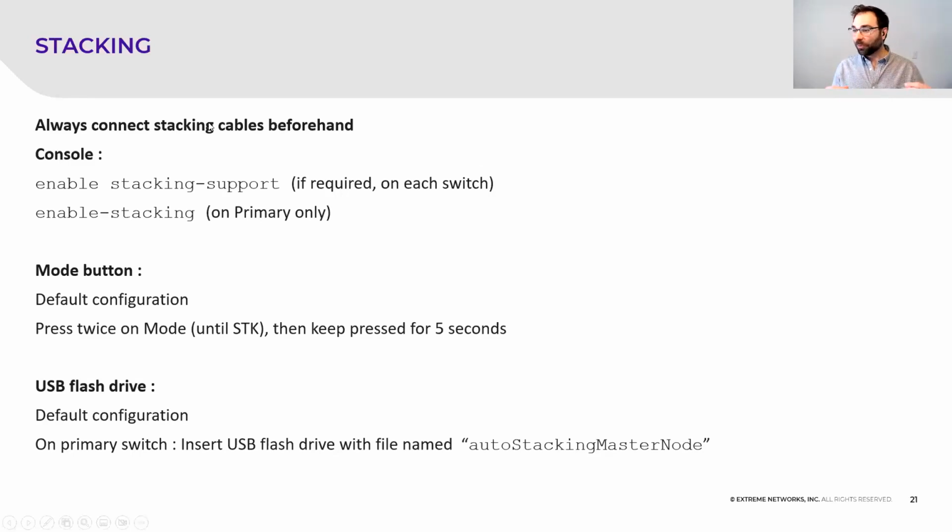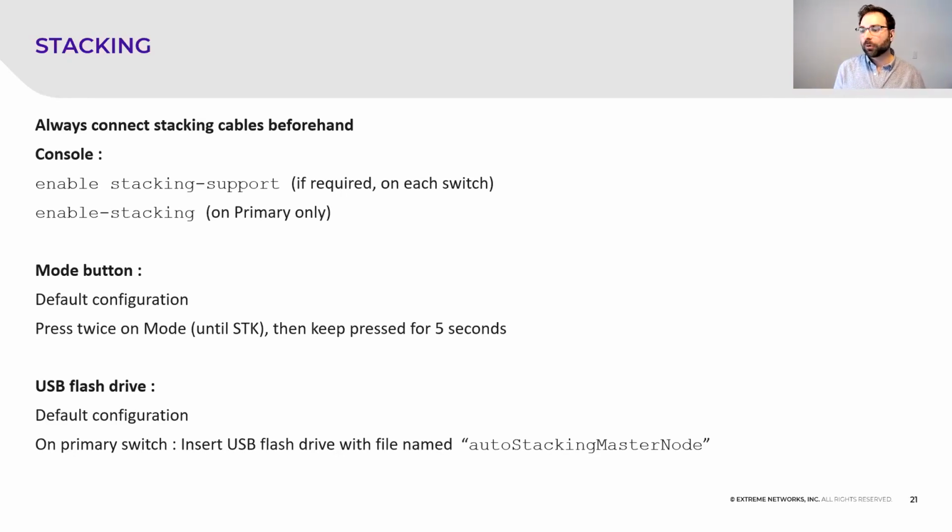So when we want to enable stacking on the switch engine switch, first of all, we always connect the cables before we enter whatever commands and method I'm about to describe. So we start by connecting the cables. And then after that, we can enable stacking from 3 different methods. So either through CLI, through the console, which we will do in this lab. So I'll skip this one again, and I'll come back to it in a minute.